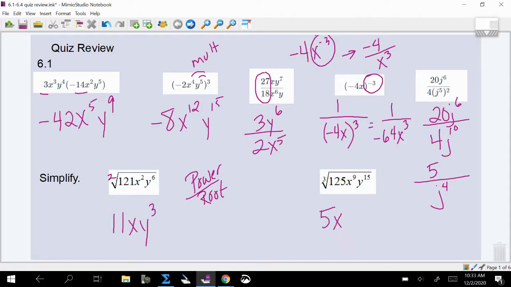And then I'm going to do power over root. So 9 divided by 3 is 3. 15 divided by 3 is 5. That was section 6.1, everything that we did at the very beginning of the chapter.